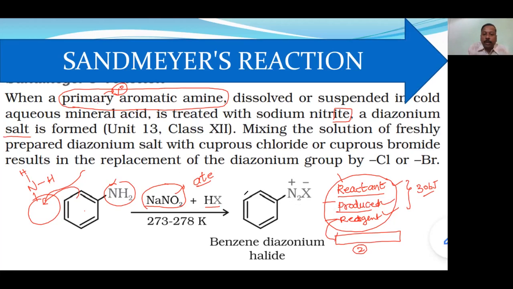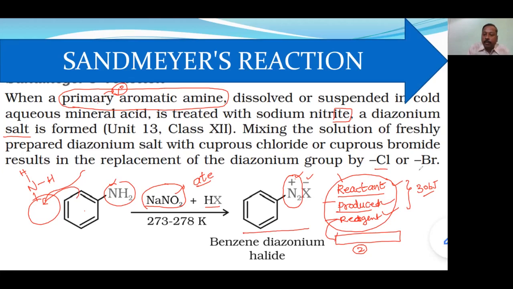A diazonium salt is produced. The product will be a diazonium salt. Here the name is very important: di means two, azo means nitrogen, and the plus-minus charges are there, which means it is a salt. So this is called a benzene diazonium halide.